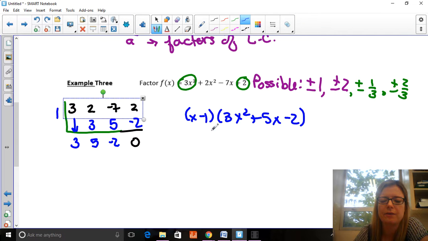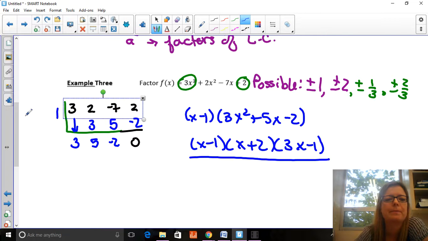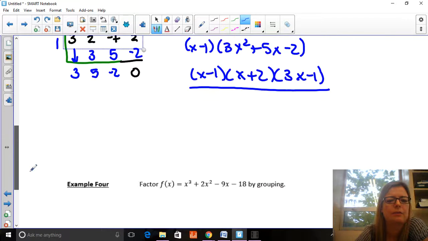But I can factor this further because it's a quadratic into x plus 2 and 3x minus 1. So notice if I had put in negative 2, that would have worked as well, or 1 over 3 would have worked as well. But there's my final answer. Okay? So now let's try example 4.